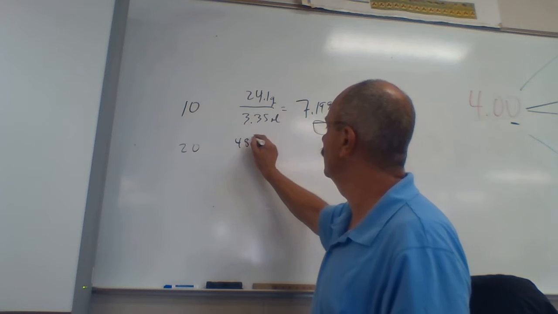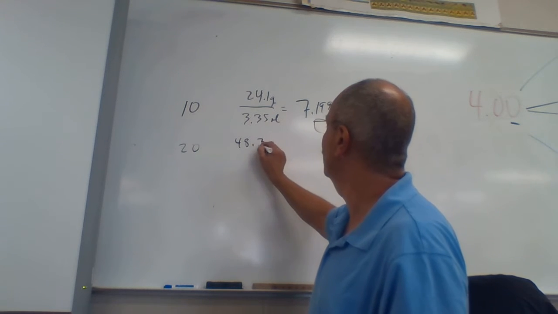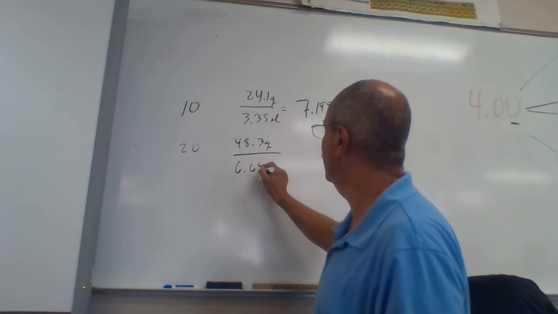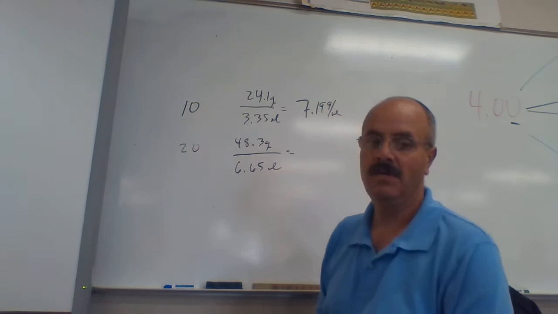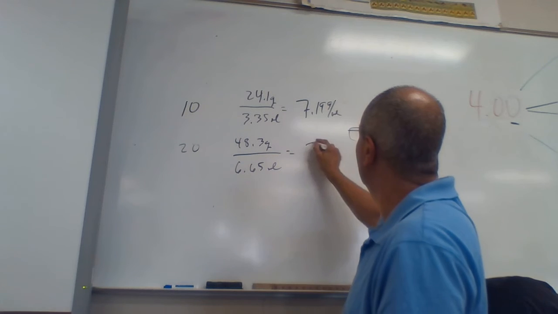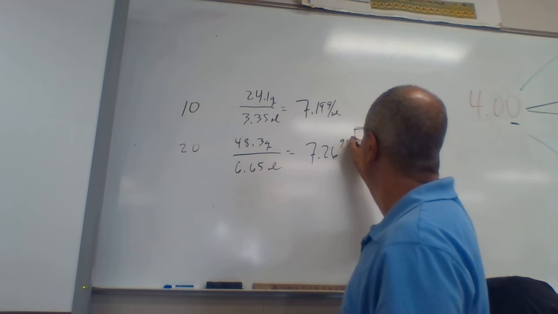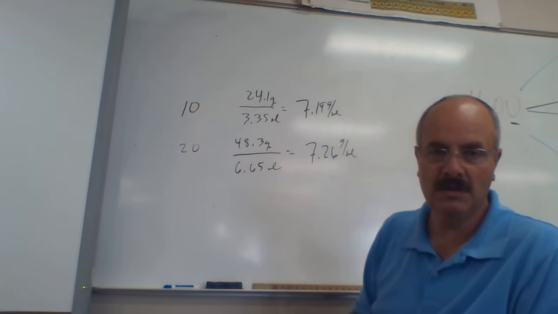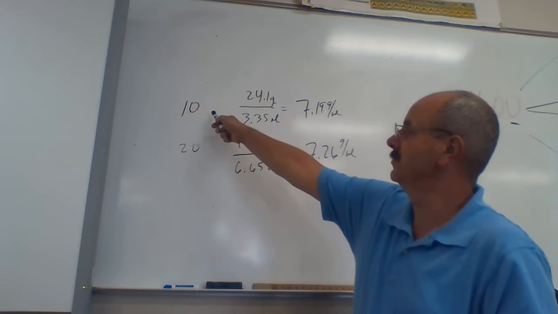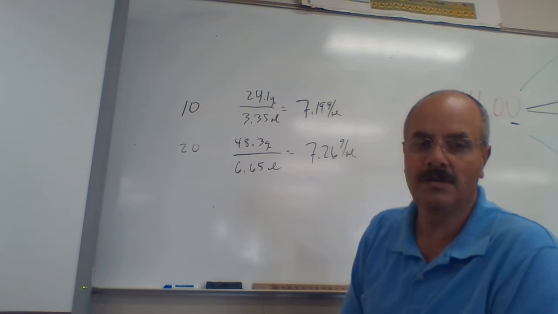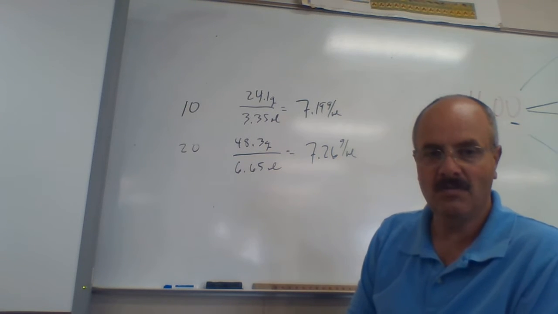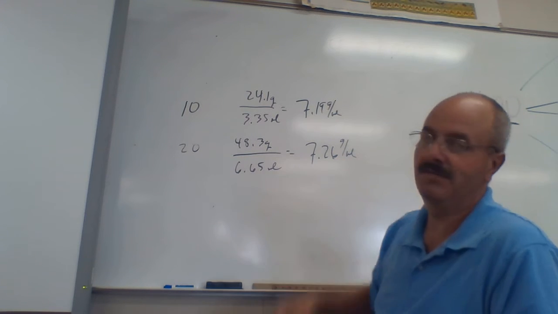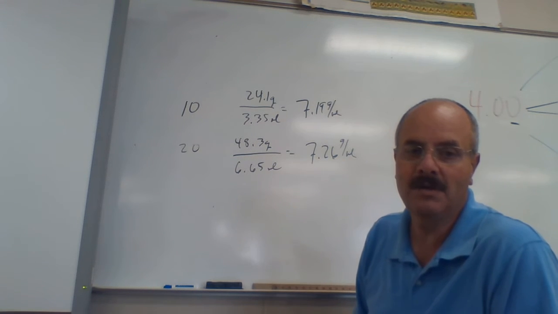Now if we do 20 washers, we were given 48.3 grams and 6.65 milliliters. If you divide that one out, you get 7.26 grams per milliliter as the answer. That's interesting. When we went from 10 and doubled our number of washers, doesn't it seem like the density would have gone up, like maybe even doubled? Double 7 would be 14 grams per milliliter?